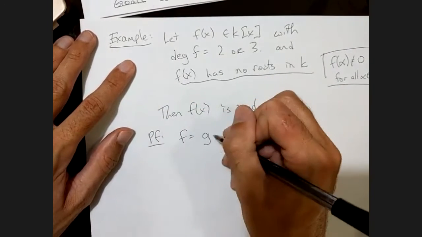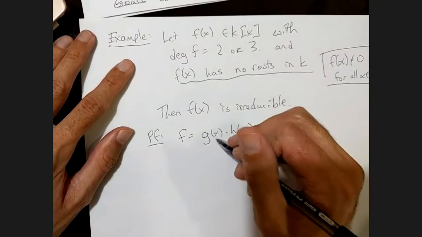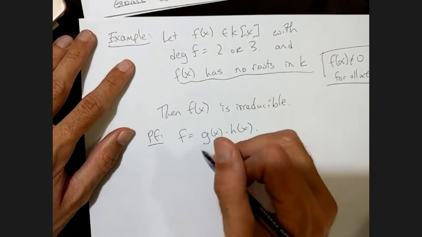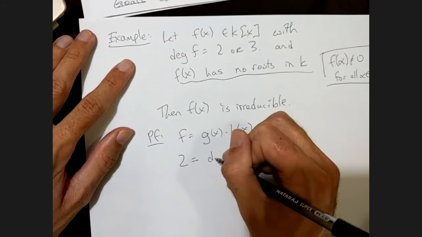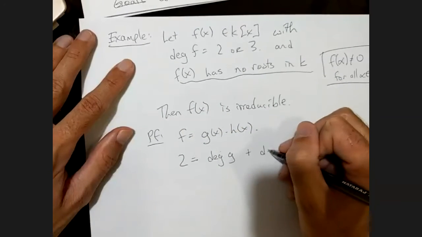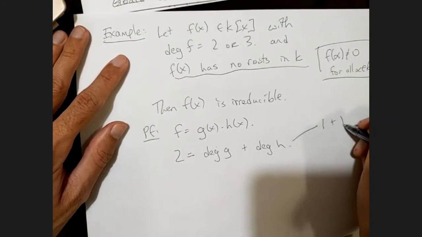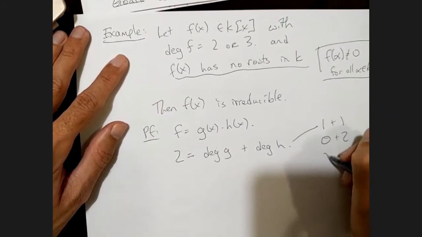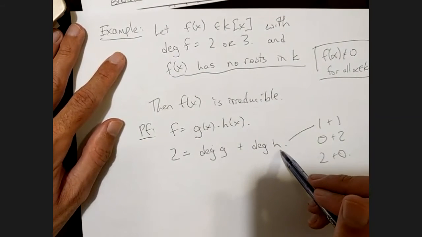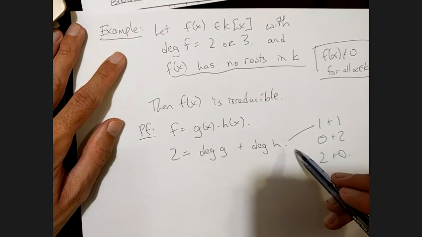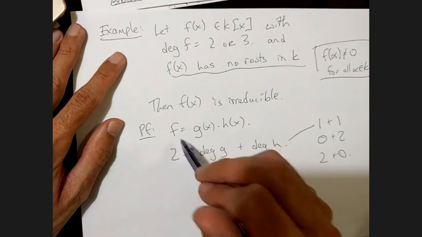Write f as g of x times h of x. Now the degree: if you take degrees of both sides, if the degree of f is 2, you have 2 is equal to the degree of g plus the degree of h. And it's either 1 plus 1, 0 plus 2, or 2 plus 0. If the degree of g or h is 0, that means that h, or whichever one is a scalar, in other words, a unit. So that will establish that f is prime.